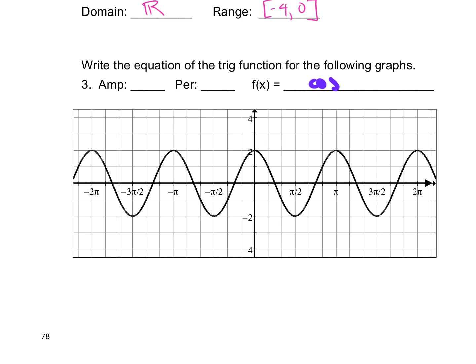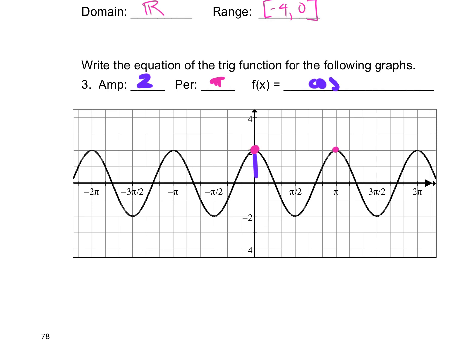So you want it to look the most like the parent function, and that's what we're going to look at on this. I can tell the amplitude of the graph here is 2 because it's the height of the wave. And I can also count the period of the function by counting the distance from max to max. So because max to max is pi, the period is pi.